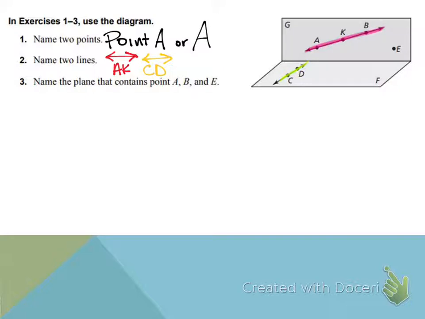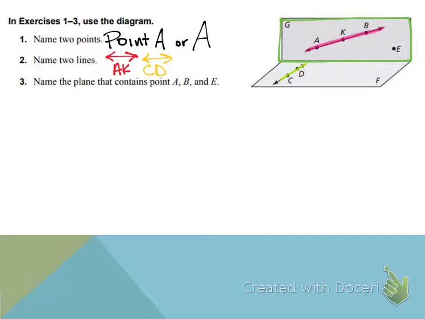The last thing is to name the plane that contains point A, B, and E. How many planes are in this picture? 2. There's 2, right? There's the bottom one and the top one. A, B, and E. A, B, and E. They're on the top plane. So there were 2 ways to name a plane. We can refresh both ways. But no matter what way you name a plane, what comes first?